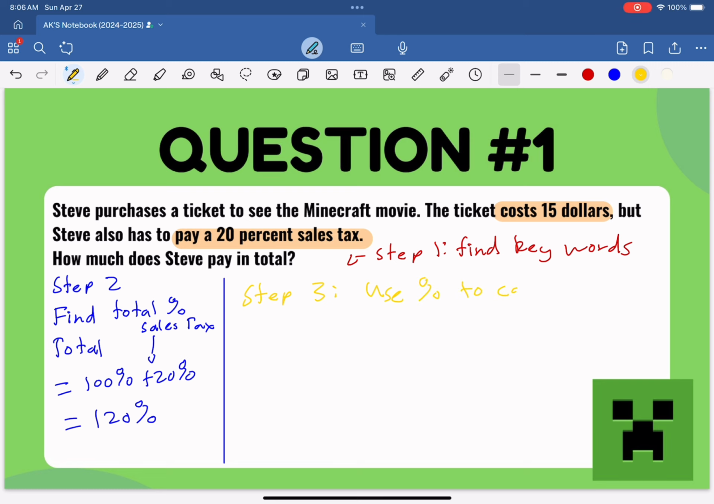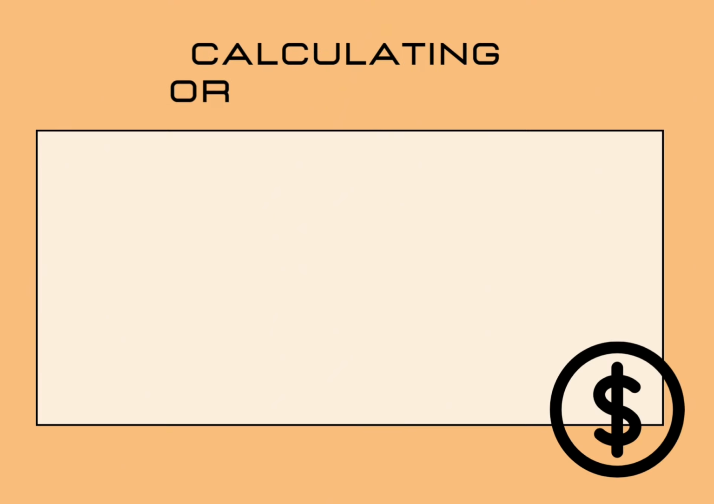Step 3. Now that we have the total percentage, we can use that number to get from the price of just a ticket to the price with tax included. First, we need to convert 120% into a decimal. We do this by dividing by 100, and 120 divided by 100 is 1.2. Now that we have this number, since the total is 120% of the ticket price, we can just multiply 1.2 by 15 to give us the total price, which would be $18. So based on this question, the total price that Steve pays, the ticket price plus the sales tax, is $18.